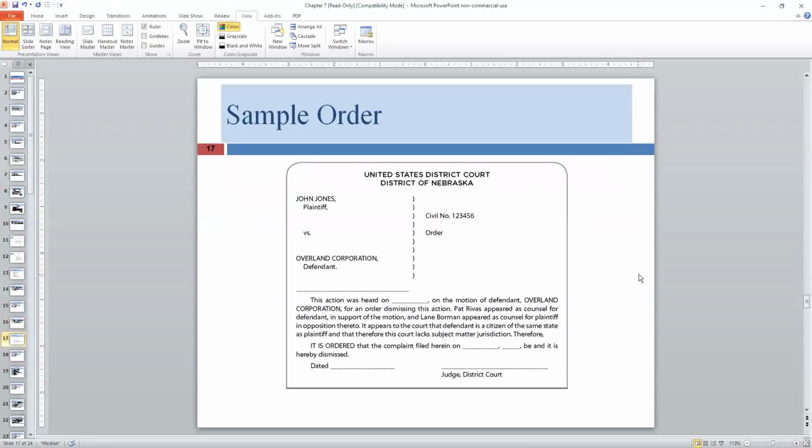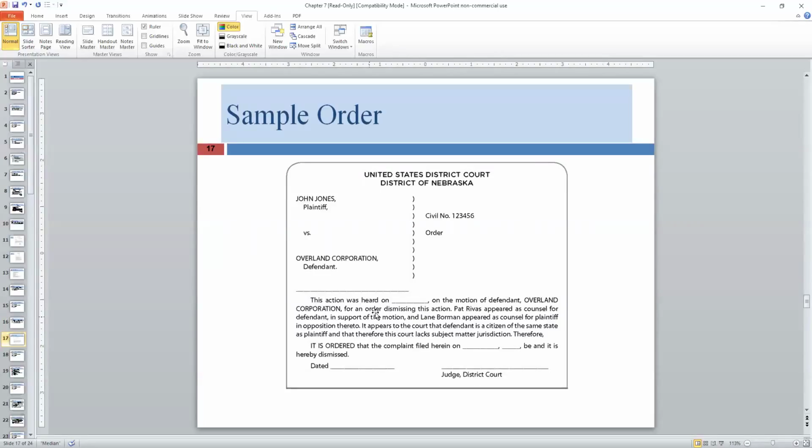Here's an example of an order. And you can see that this is a proposed order, probably that Overland Corporation prepared, because there are some blanks. So the judge would be in a position to sign this, date this, and say the date that it was heard, and so forth. And if the court decides to grant the motion, it could be very quick and easy for the judge to do that. Let's see what this order says.